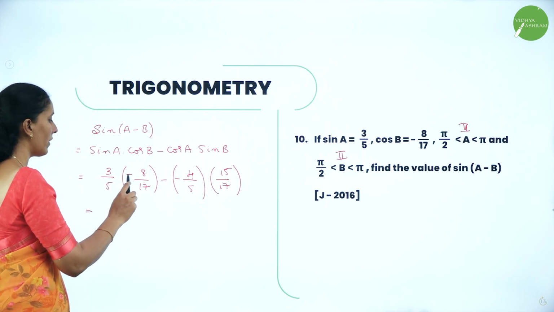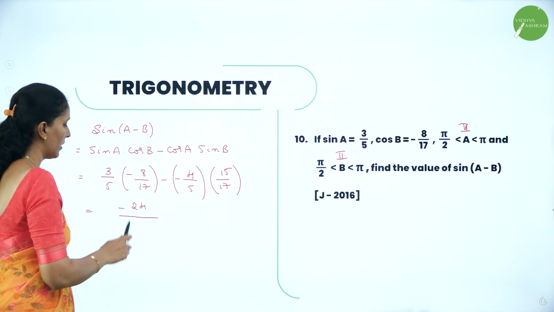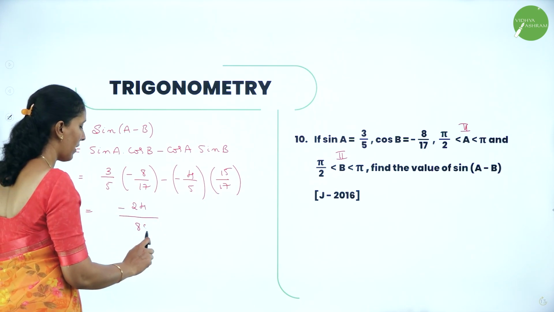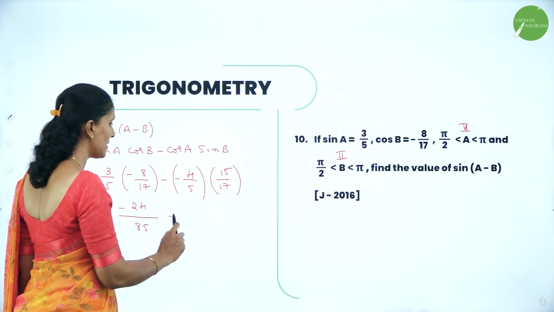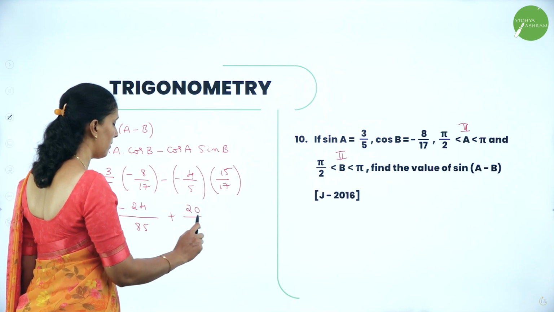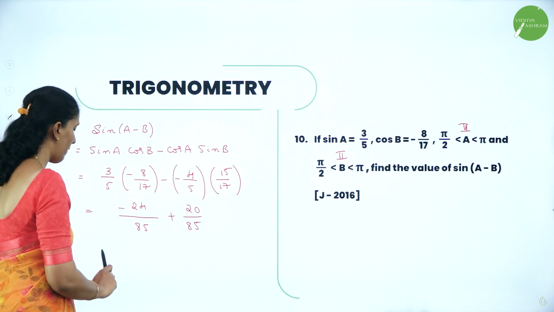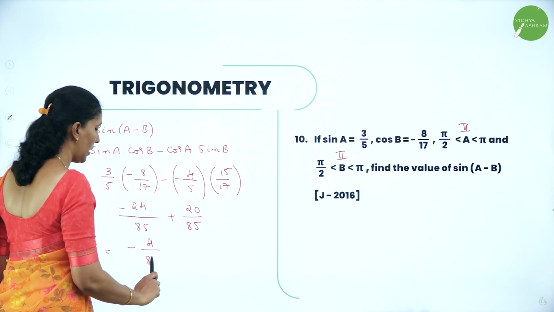So here on solving, minus 24 divided by 17 5s are 85. Next here we have minus into minus plus 4 5s are 20 divided by 85. So the value will be equal to minus 4 divided by 85.